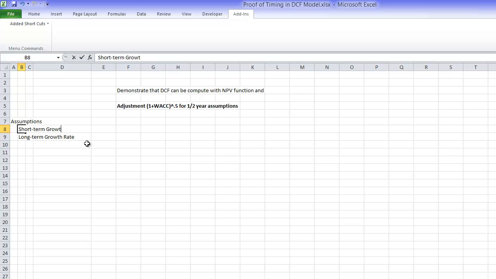Okay. And then we'll put a valuation period, terminal period. Let's make this 2016 and 2021. How's that?